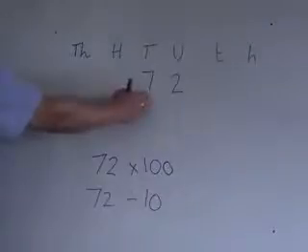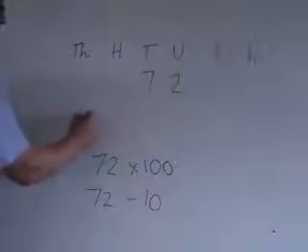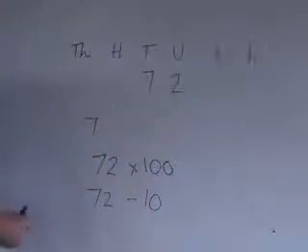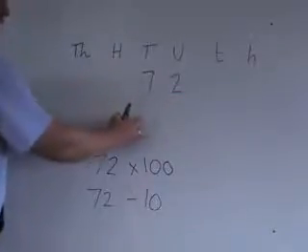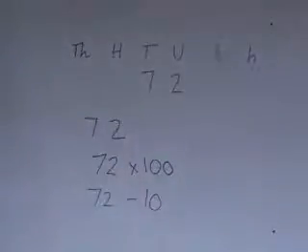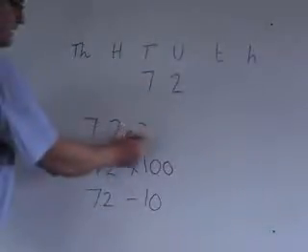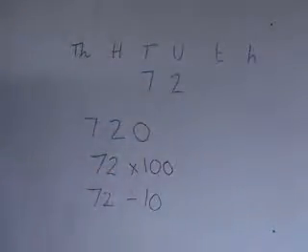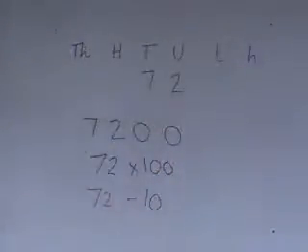The 7, which is now in the tens, moves 2 columns into the thousands column. The 2, currently in the units, moves 2 into the hundreds column. There is nothing now in the tens column, and that is denoted by adding a 0. There is nothing also in the units column, that is also denoted by adding a 0. Therefore, we have the answer of 7,200.